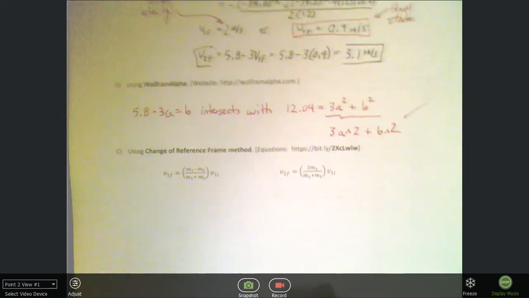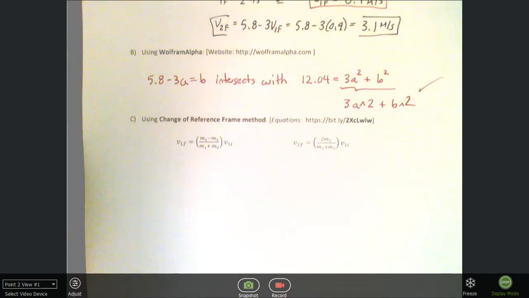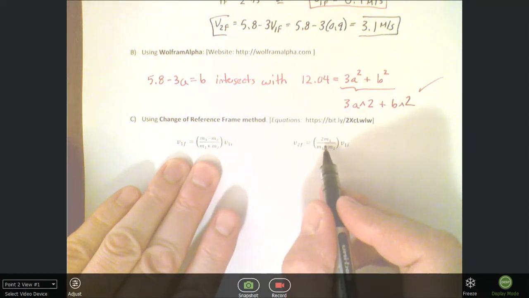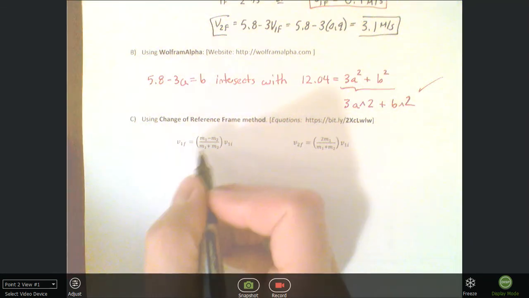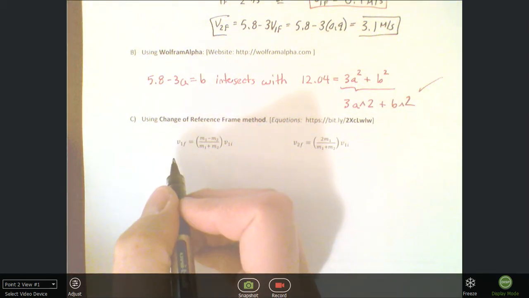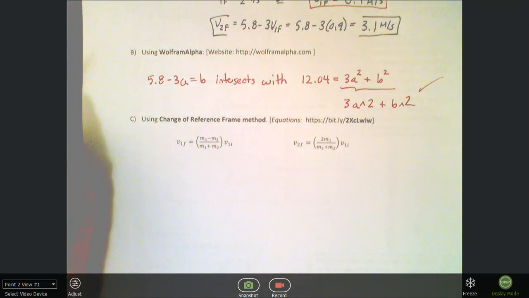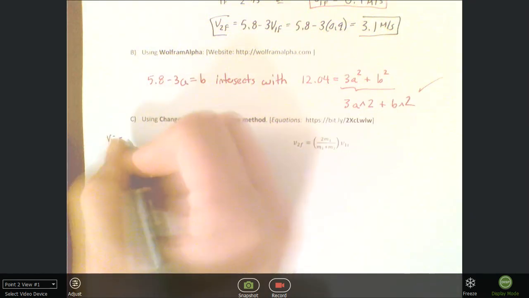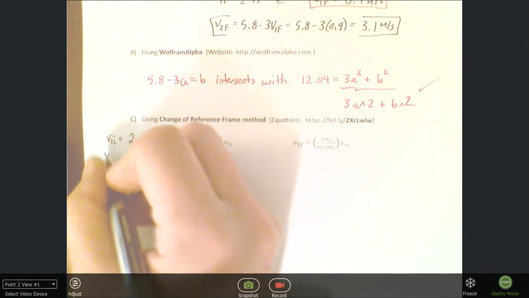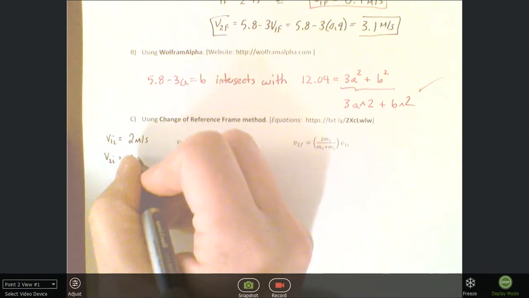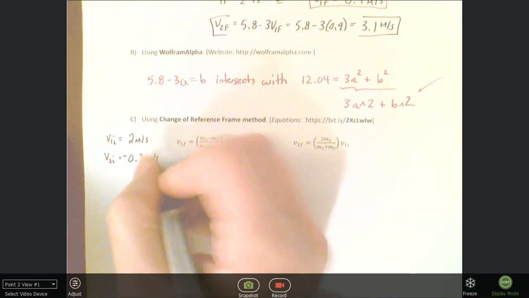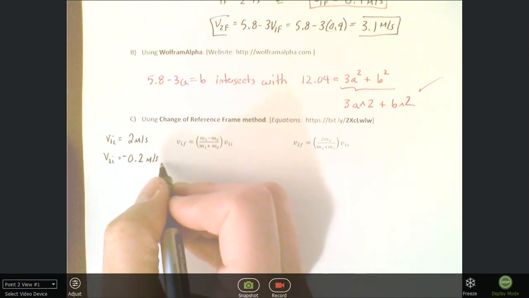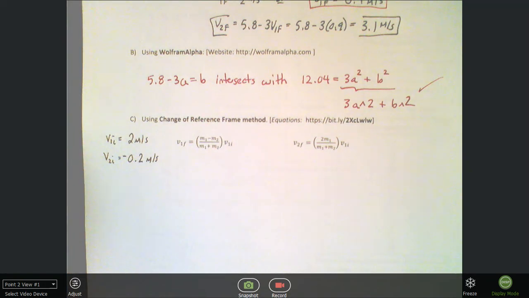Here's how it helps. Using the algebraic method, where one of the objects is stationary, you get these 2 equations. Okay. One of these objects has to be at rest. Now, in our question that we had, both objects were not at rest. V1I was 2 meters per second, and V2I was 0.2 meters per second to the left, or negative 0.2 meters per second. So here's the question.